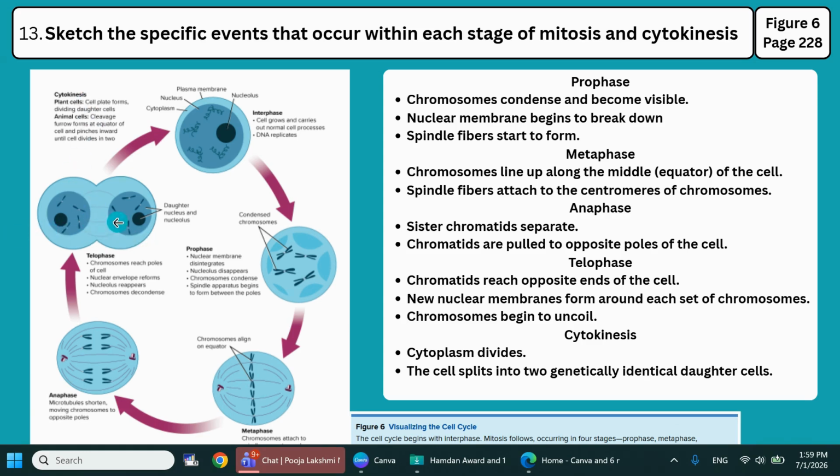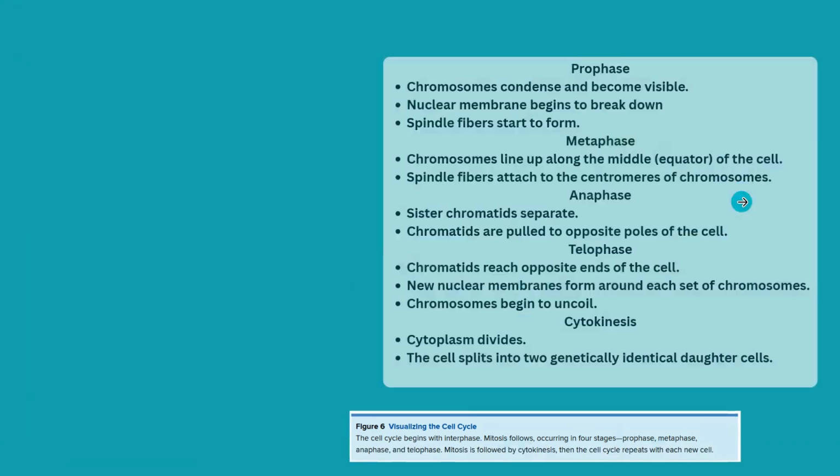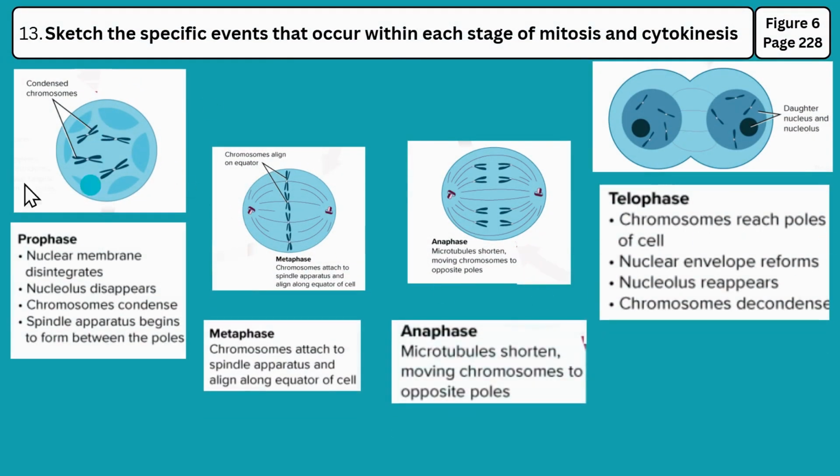So the cytokinesis is different in plant cells and animal cells. This is very important. In plant cells, the cell plate forms, dividing the daughter cell. So in a plant cell, a plate will form in the center and then it will divide the cell. But in animal cells, a cleavage furrow is formed at the equator of the cell, and it pinches inward and the cell divides into two. So you should know the differences between cytokinesis in plant cell and cytokinesis in animal cell. So these figures are very important.